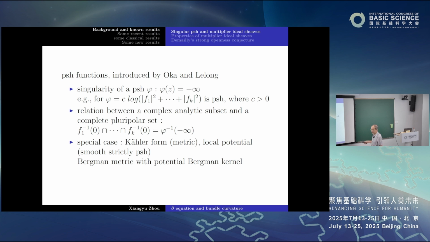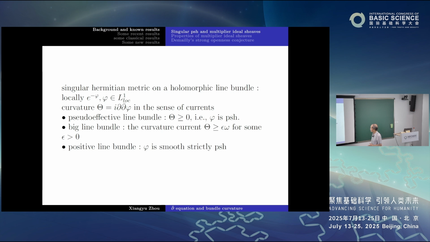Here f1 to fk are holomorphic functions. When f1 to fk are zero, this is the so-called analytic subset. So an analytic subset is a special case of a pluri-subharmonic function singularity set. When the function is smooth, and even strictly pluri-subharmonic, you get the potential of a Kähler form, a Kähler metric. For example, for the Bergman metric, the potential is just a smooth pluri-subharmonic function.